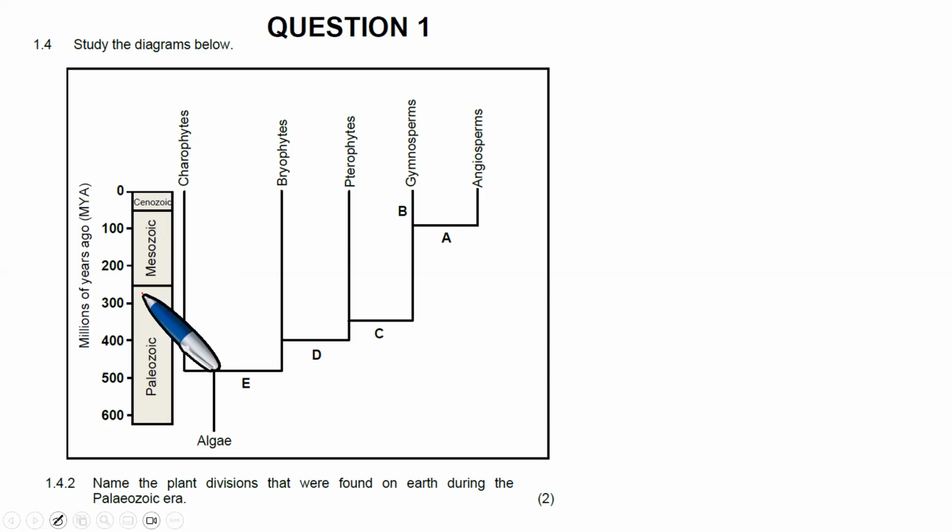Right. And now you can see that the minute you reach there, between about 250 million years, that speaks of the Mesozoic, and we have the Paleozoic. If you measure from the beginning there, that stretches up to just about 650 million years ago, MYA. So now, in view of the diagrams they've given us that stipulate clearly the plant divisions that were found on Earth during the Paleozoic era. Okay, so what are those?